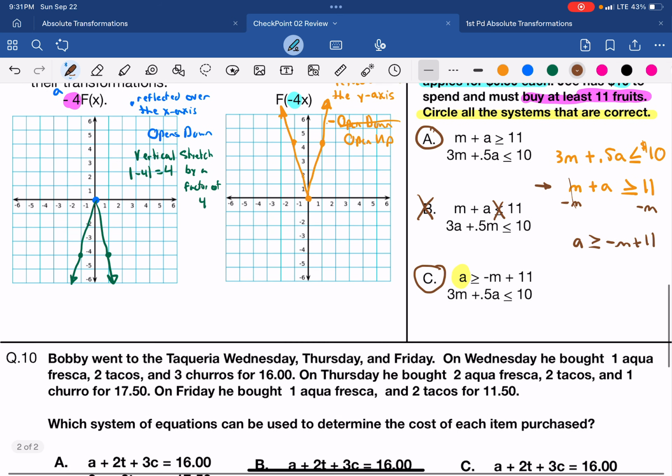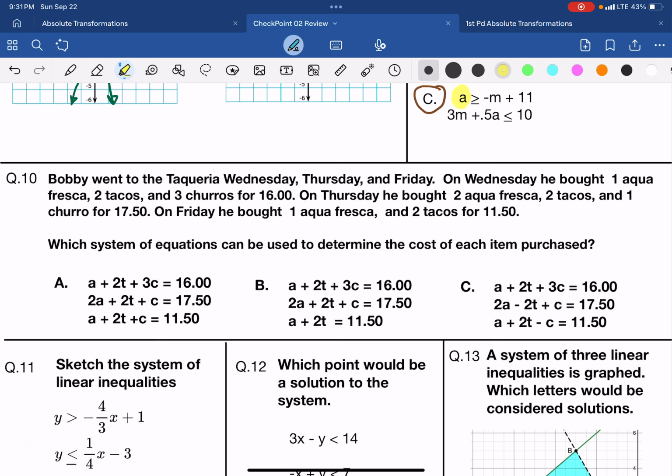Same idea, right? Bobby went to Taqueria Wednesday, Thursday, and Friday. On Wednesday, he bought 1 agua fresca, 2 tacos, and 3 churros for $16. So let's call this A, T, and C. Let's look at that question. 1A, 2T, 3C, and it's equal to 16. So that one works. This one works. This one works. Okay, we can't eliminate any answers yet.